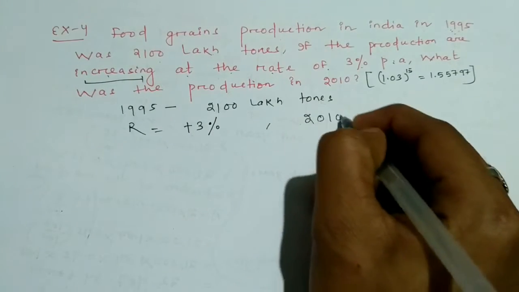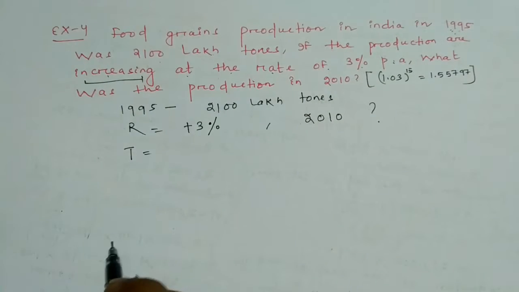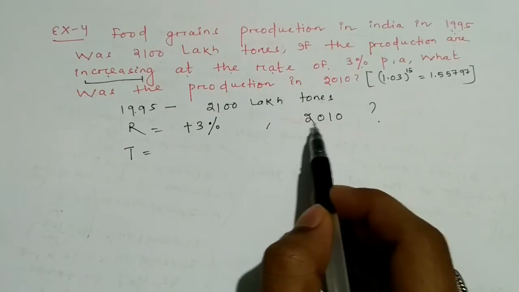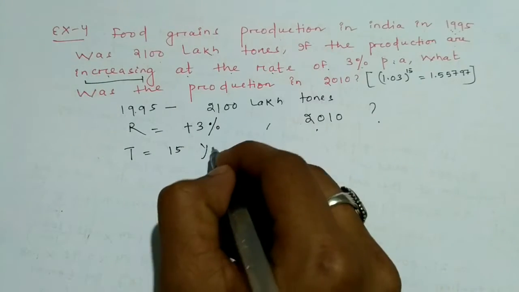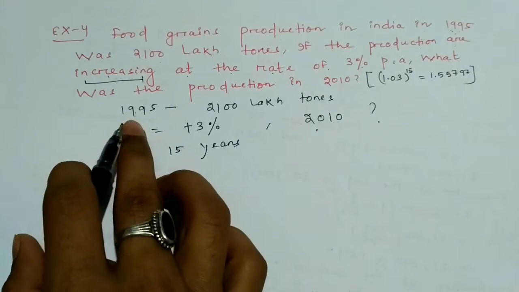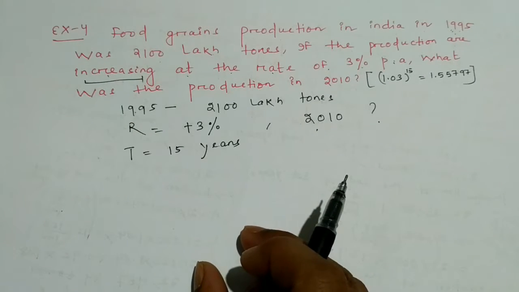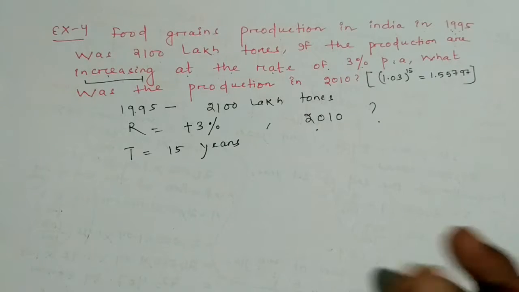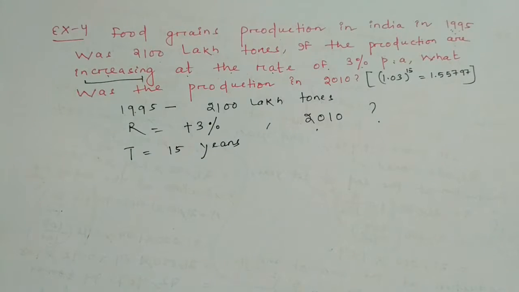In 2010, what will be my production? Fine. What will be the time period? The time period is 1995 to 2010. Fine. It will be 15 years. Easy. 15 years, because 1995 to 2000 is 5 years, and 2000 to 2010 is 10 years. So 10 years plus 5 years, the total is 15 years.